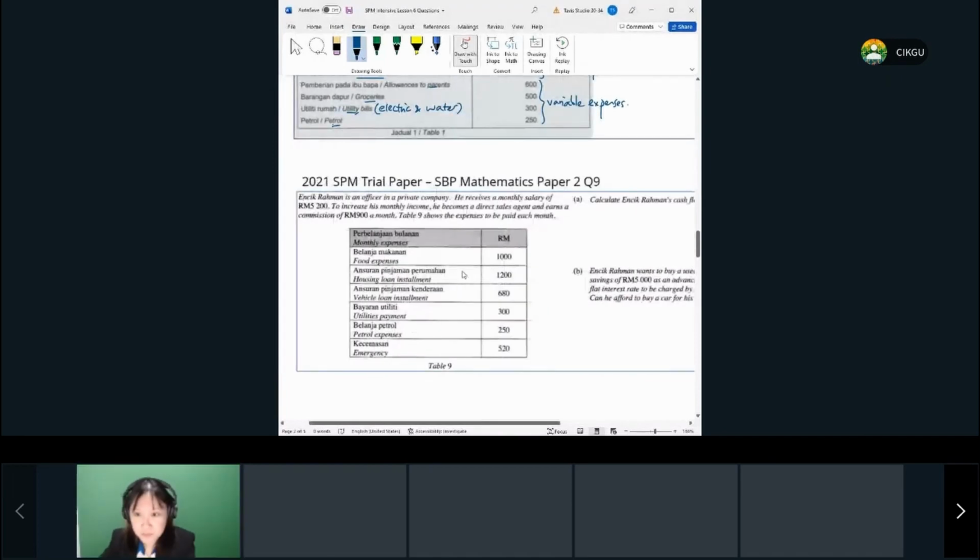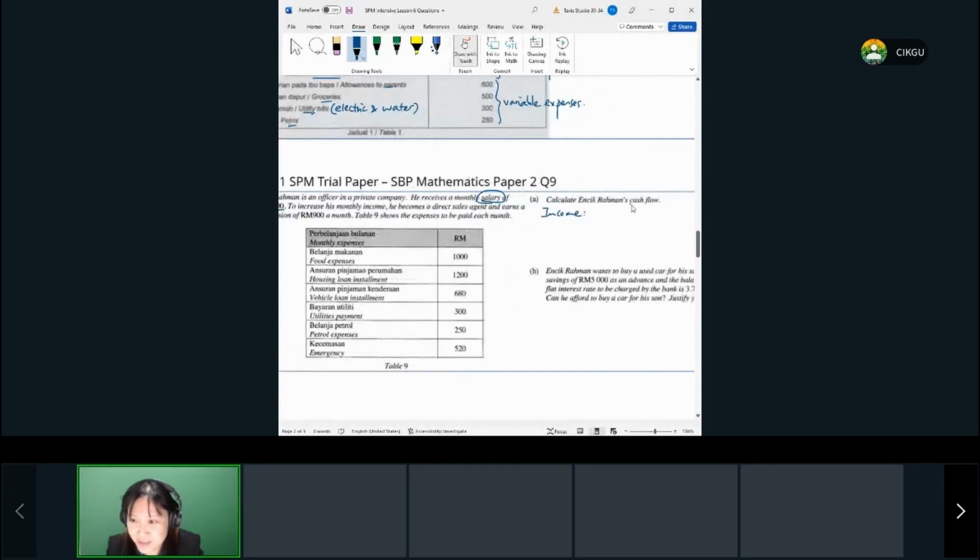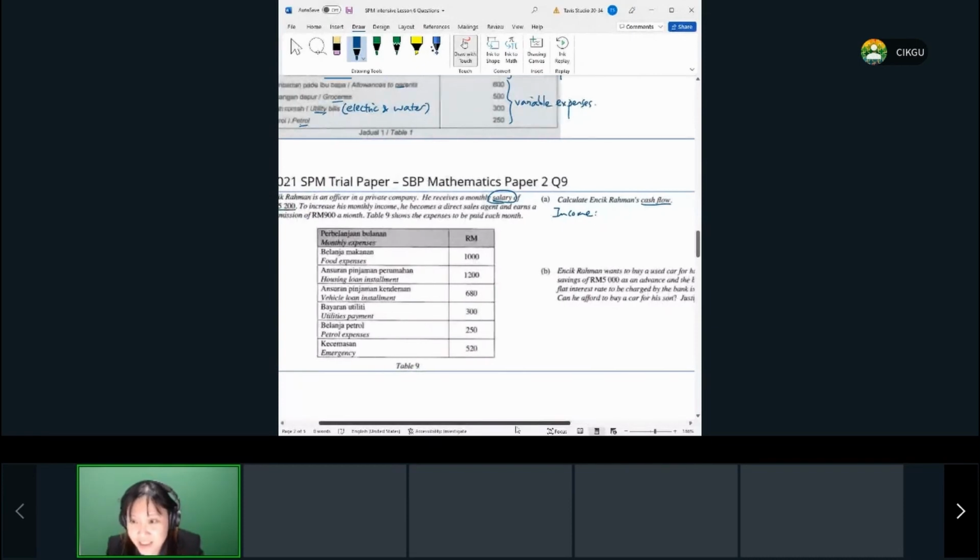Okay, this one. Encik Rahman is an officer, sure. He received, okay, salary. So first thing, salary, active income. Got do, got earn. No do, no earn. Okay, this one income. So you know what? Let me write this down first. Income. Looks like the question asks us for cash flow. So do lah. Find all the income, find all the expenses, and then minus.